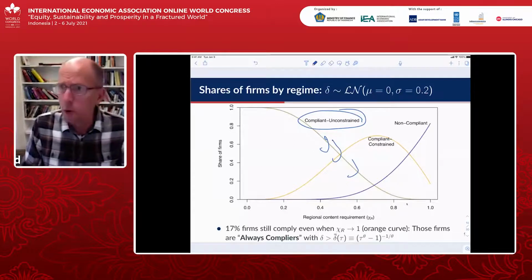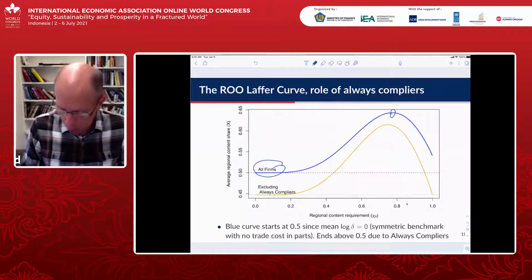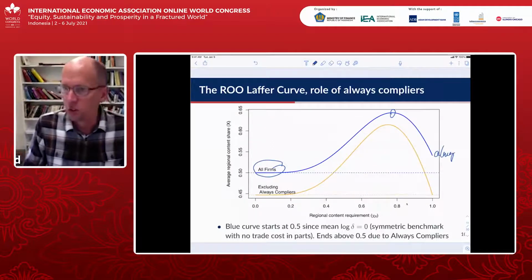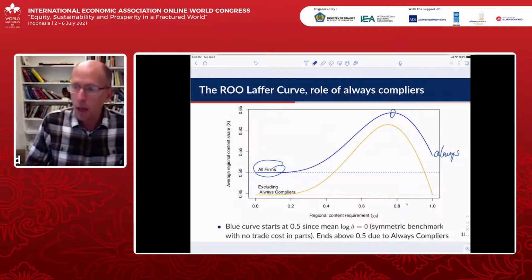Well, there's going to be some firms that just really, really like North America. So they're what we call always compliers. In this case, it's about 17%. If we get rid of the always compliers, then we will get back to the original starting point.